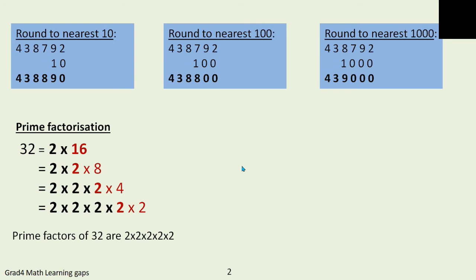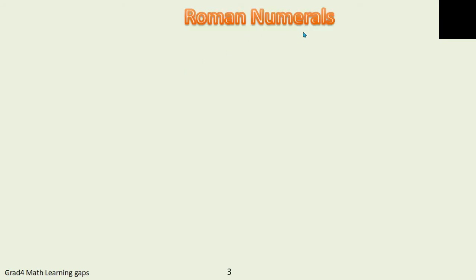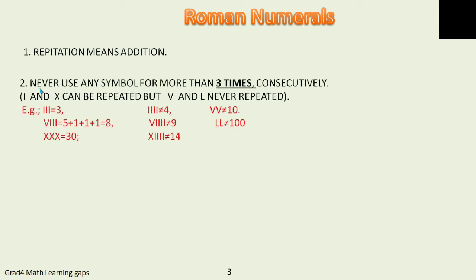Fine. Now moving on to the next topic, that is Roman numerals. Now Roman numerals, kids, if you remember, there were certain rules. Let's just revise those rules. In Roman numerals, as Indians have numbers from 0 to 9, Roman numerals have certain symbols for the numbers. And in those symbols, if there is a repetition, it means addition. And you have to never use any symbol for more than 3 times consecutively.